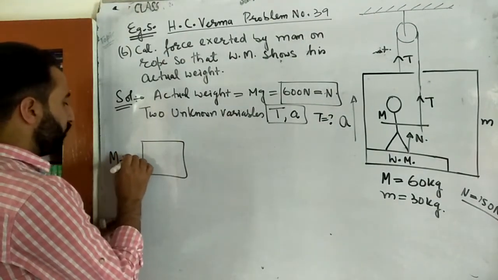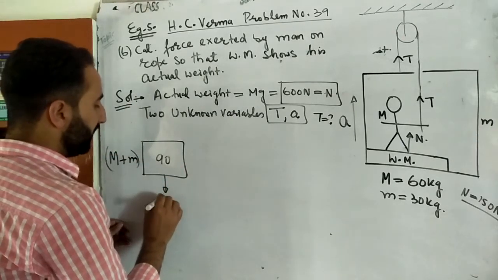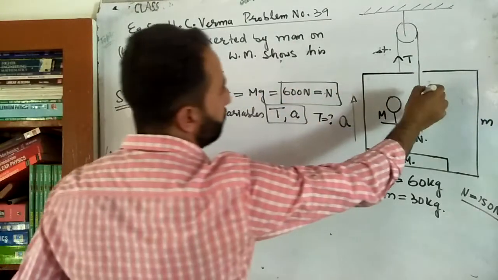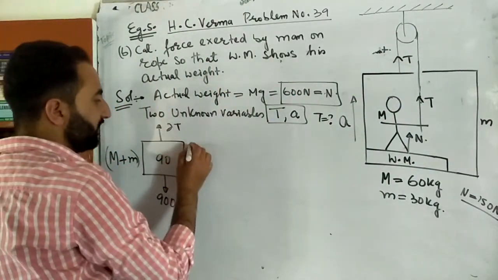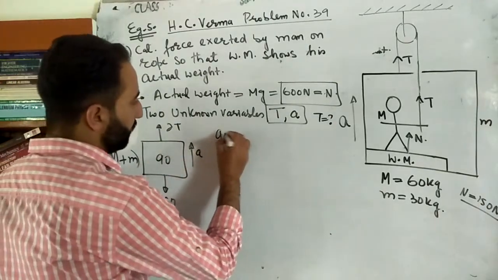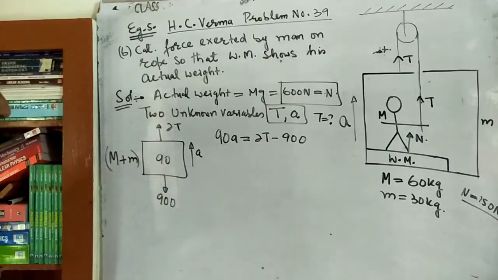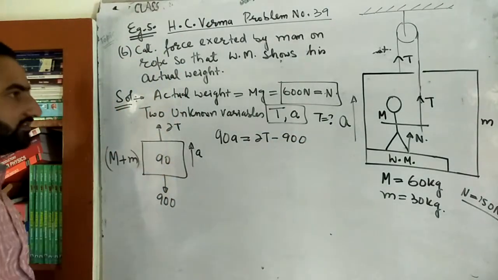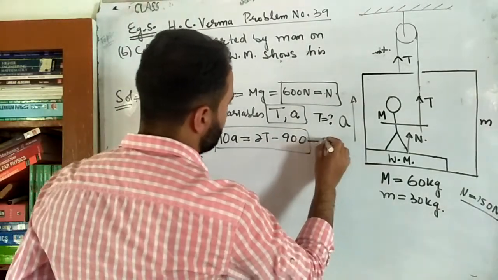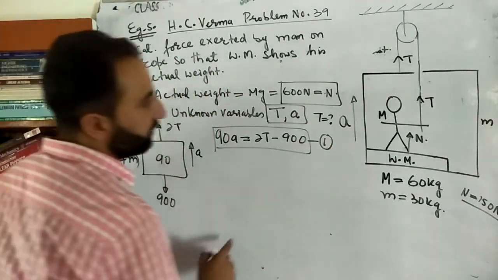Here, capital M plus small m, whole system. So what is its mass? 60 plus 30 that's equal to 90. So in the downward direction 900, in the upward direction twice T. In the upward direction T plus T for the whole system, T plus T that's equal to twice T, and it accelerates upwards with an acceleration of a. Okay, so what I will write is simply ma, that's equal to 90 into a is equal to twice T minus 900. Simply 90 into a is equal to twice T minus 900. Okay, suppose this is equation number first. Then next we have the free body diagram for the man only.